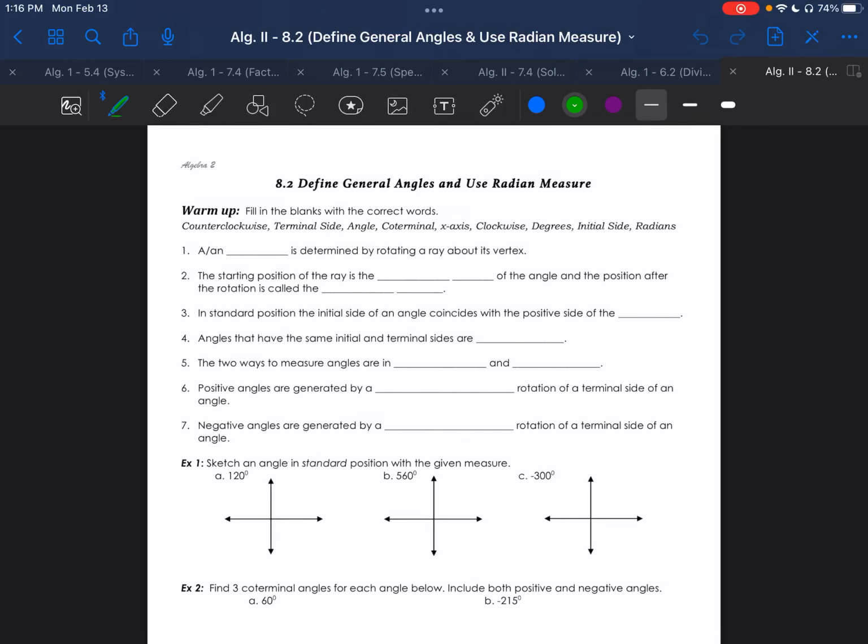Welcome everyone to Algebra 2, Section 8.2, defining general angle measures, or angles, and using radian measure. So, this isn't going to be a warm-up, we're just going to go through notes together here. You are going to know some of these, but others you just won't know.